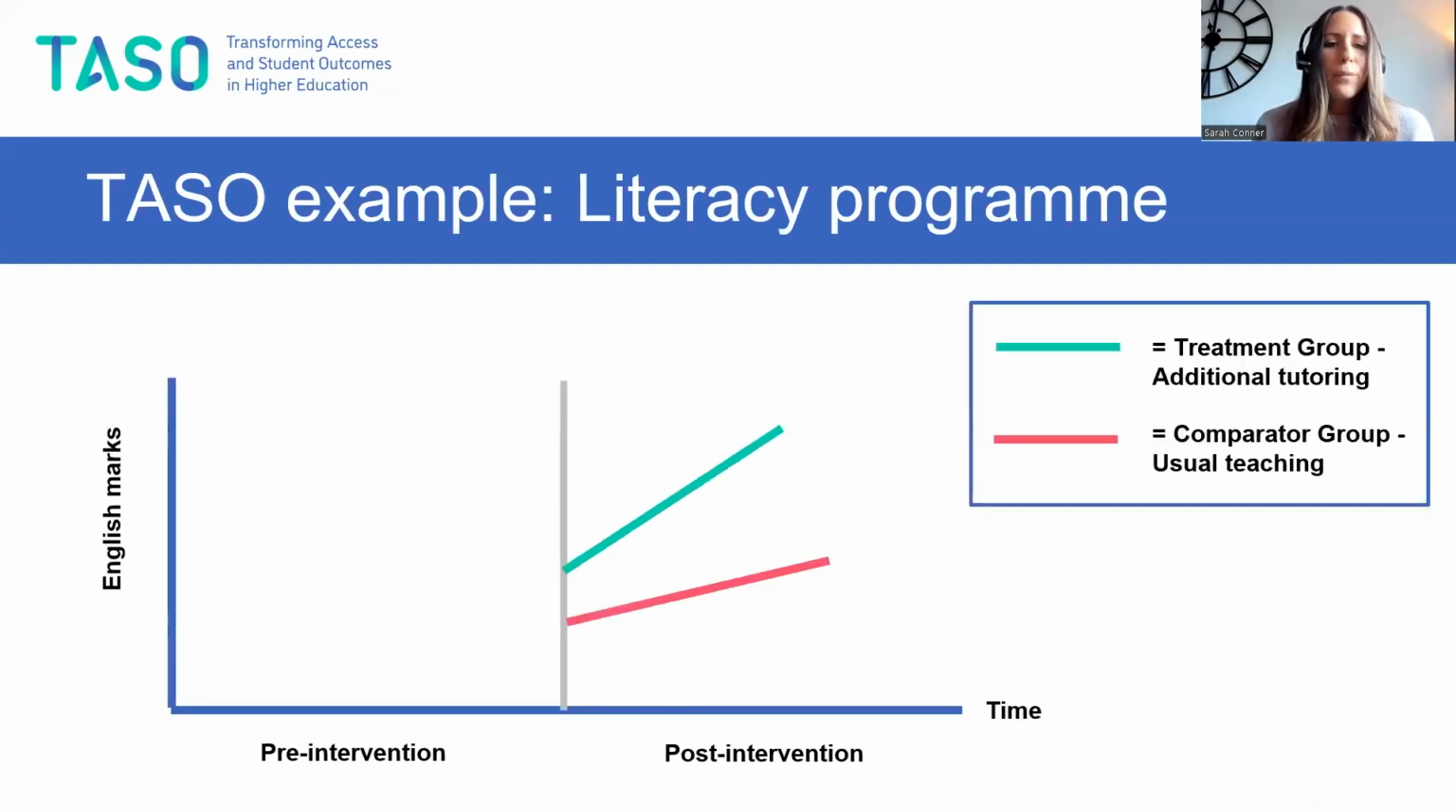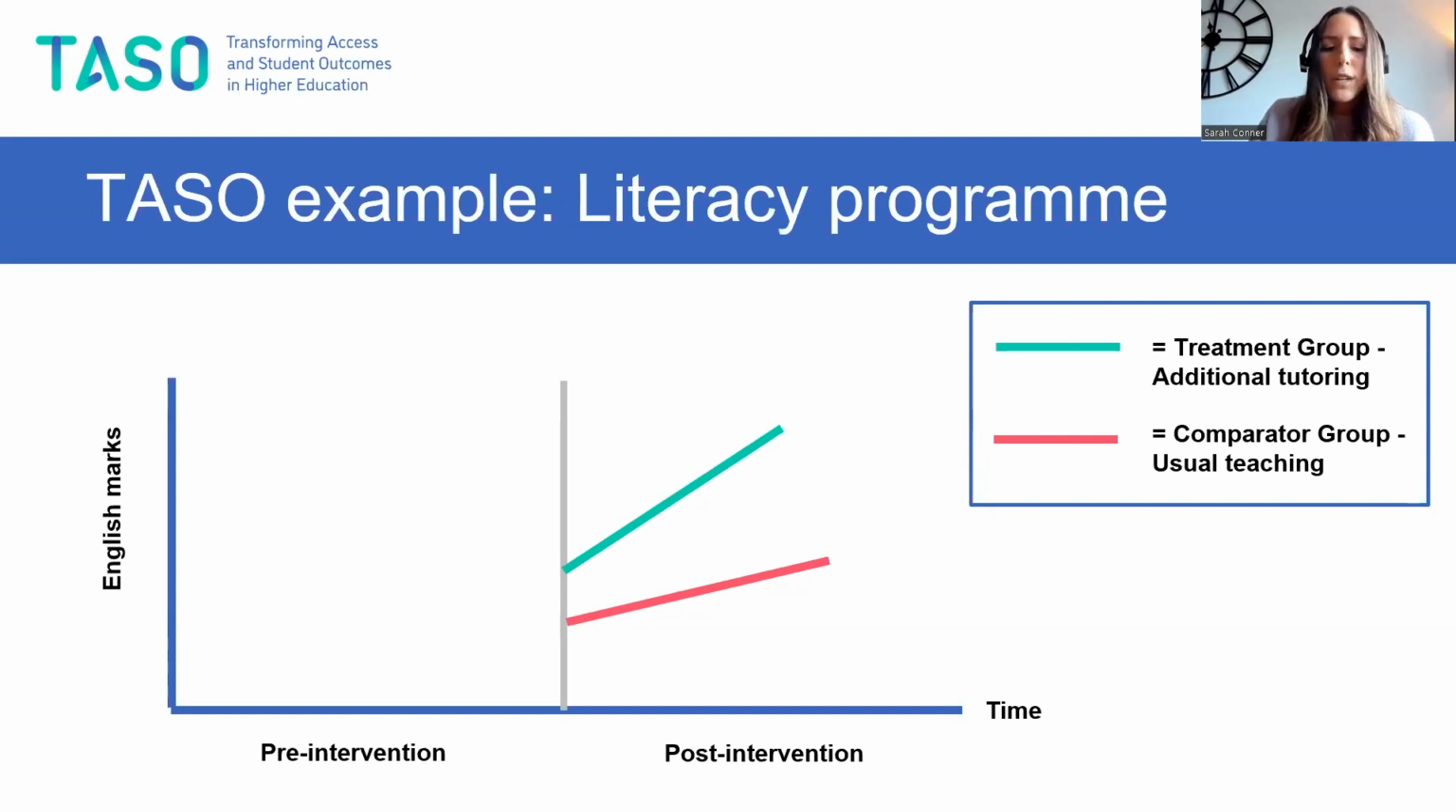So let's introduce a comparator group. We've got outcome data for post intervention, so after the literacy program was introduced. The line in green is those that received additional tutoring, and those in pink just received usual teaching, so they can be our comparator group. But the problem, if you're just looking at post intervention, is that we don't know the trajectory before the intervention was brought in. Maybe those in the additional tutoring groups were already on that trajectory, so their English marks were already going steadily up compared to our comparator group.